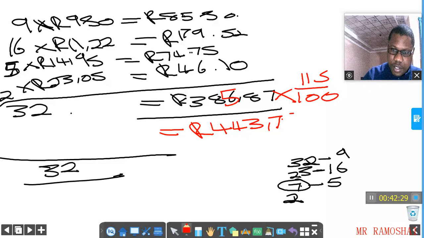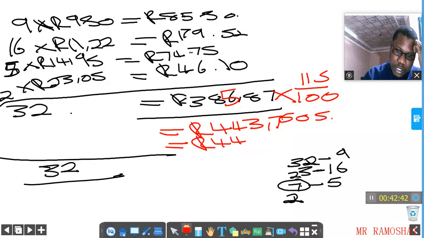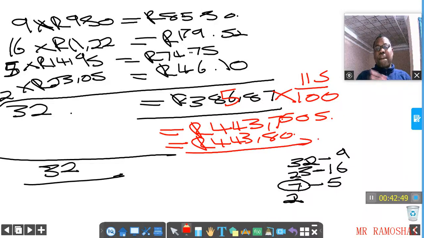All right, 7505. Right, because this is money, let's round it to the nearest 10 cents, right? So it's going to be 443.80. Simple like this. Then we have solved our tariff system, right?